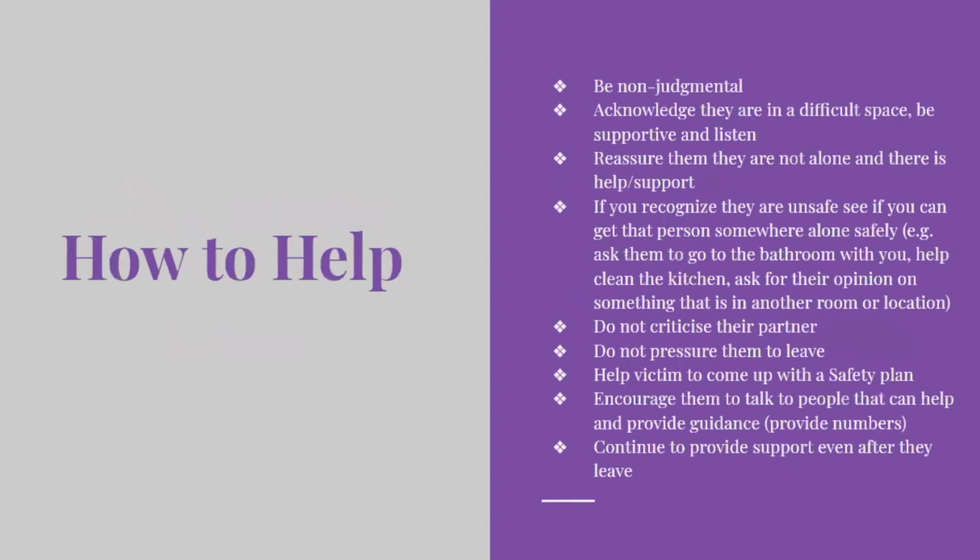So how can you, as a friend or a family member, or even just a coworker, how can you help? So the number one way that we can help is by not being judgmental. A lot of these victims, like Maya said in the previous slide, may not even realize that they're in an abusive relationship. And even if they do realize that they're in an abusive relationship, it's very difficult to leave.